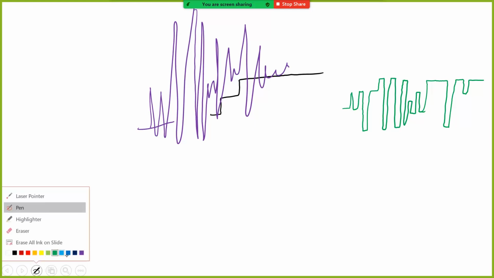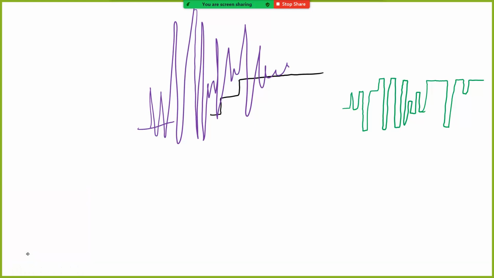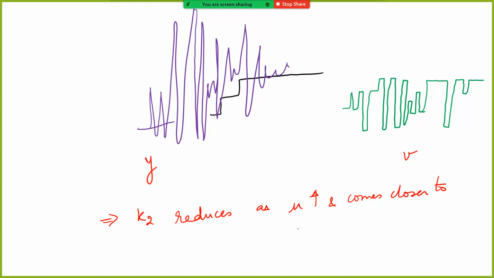K2 is less. Basically, this is my Y, and this is my V. So what can we say? Because the quantizer is literally chopping it off, this is hard saturation. So what we can say is that K2 reduces as U increases, especially as it becomes closer to saturation.